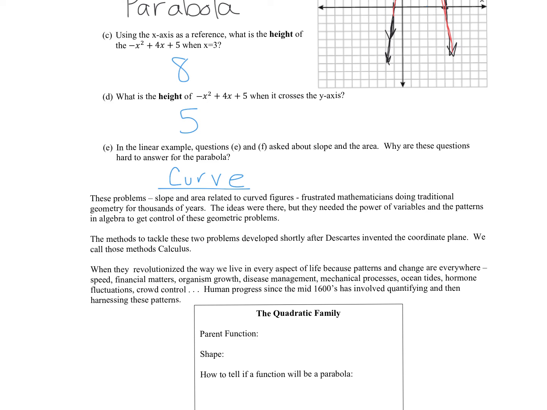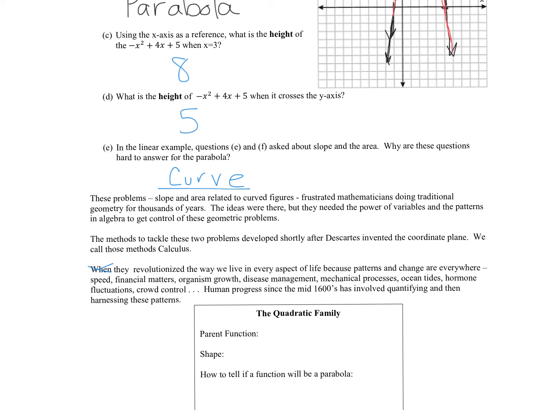They revolutionized the way we live in every aspect of life because patterns and change are everywhere. Speed, financial matters, organism growth, disease management, mechanical processes, ocean tides, hormone fluctuations, crowd control. Human progress since the mid-1600s has involved quantifying and then harnessing these patterns.